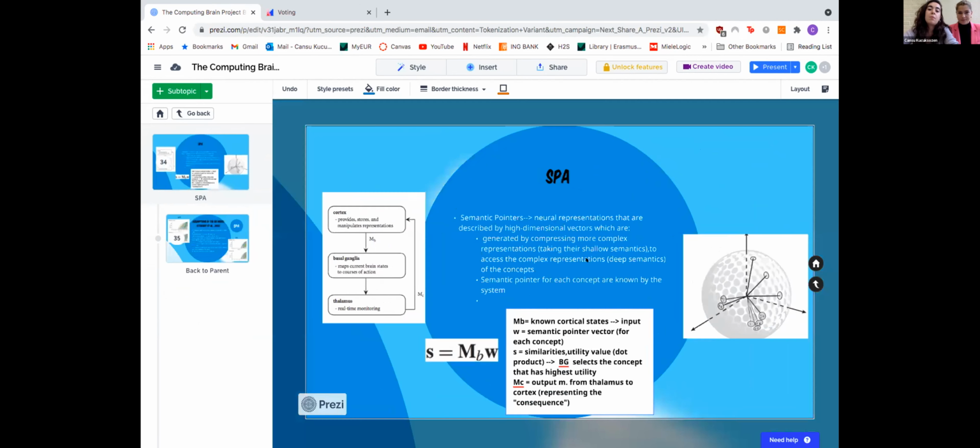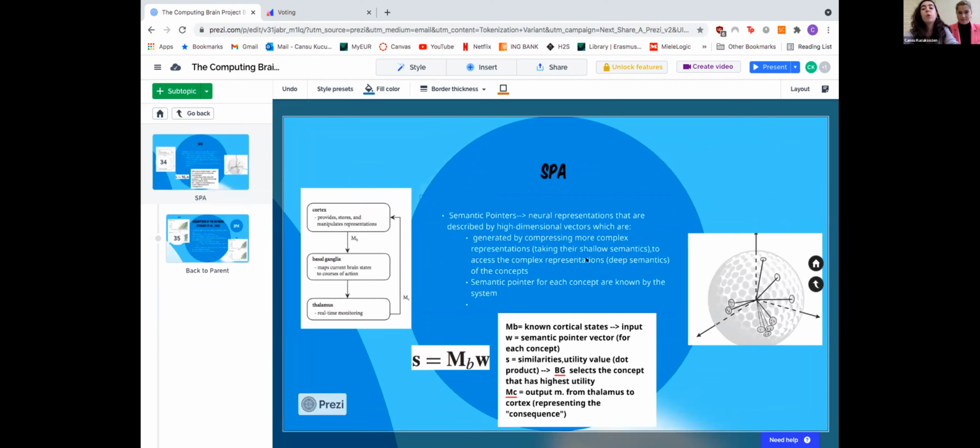So this model is basically built on a SPA architecture. What it means is that each concept that the system knows is encoded via vectors called semantic pointers. These semantic pointers are high dimensional vectors that encode the concepts. Concepts that are close to each other are represented close together in the semantic space. And the basal ganglia, what they assumed in the model, looks at the similarity between the semantic pointer and the input that it receives.